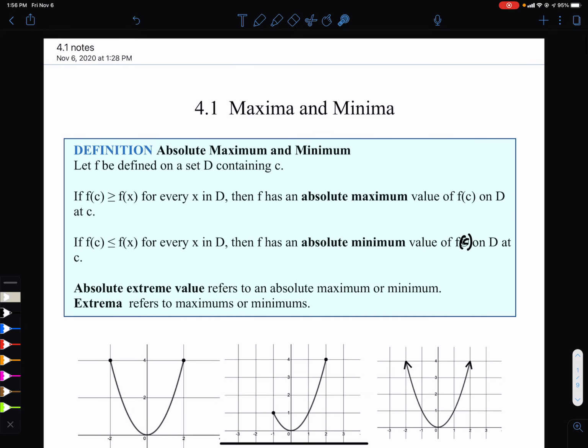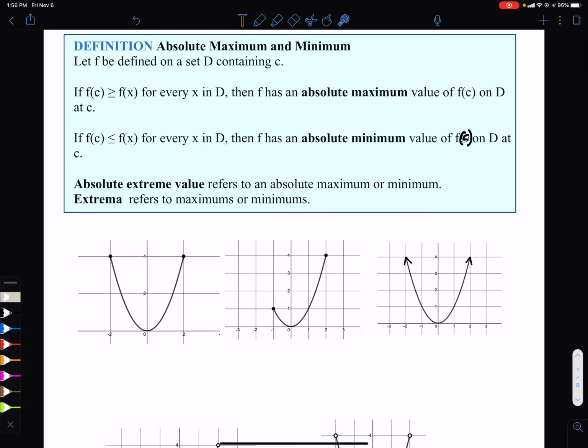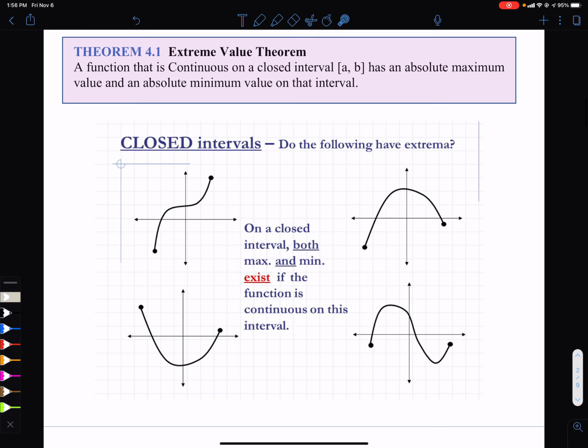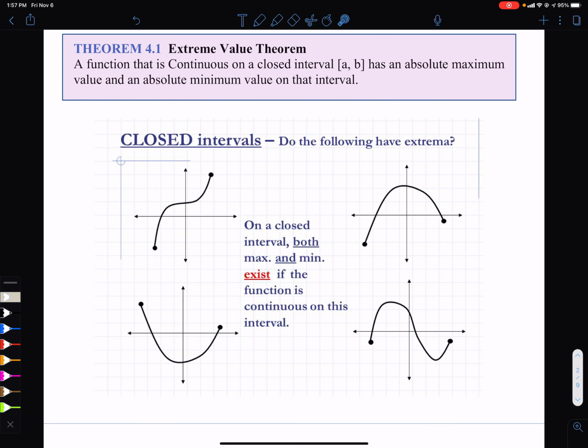All right. So hopefully you understand what an absolute maximum is, absolute minimum. The next topic, we have a theorem. You have to know this theorem. You'll be quizzed on this theorem. It's called the extreme value theorem. So there's a couple of conditions. First, for this to work, the function must be continuous. Secondly, it must be a closed interval. Okay? Must be continuous on a closed interval, meaning you have to have endpoints included.